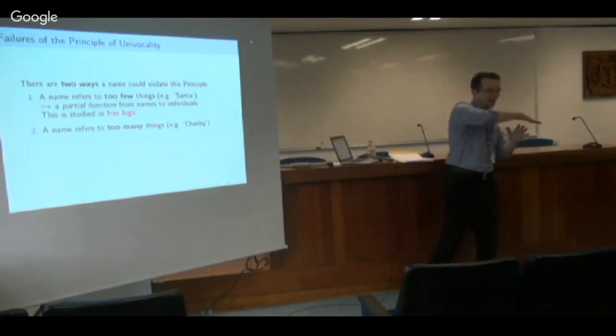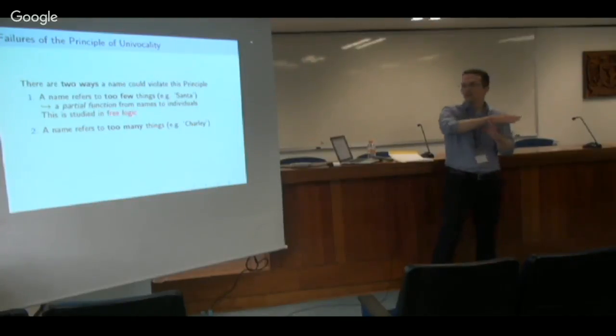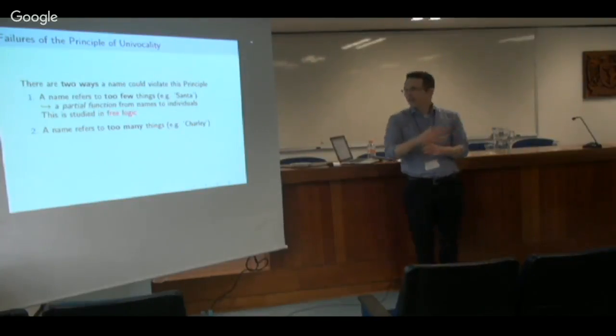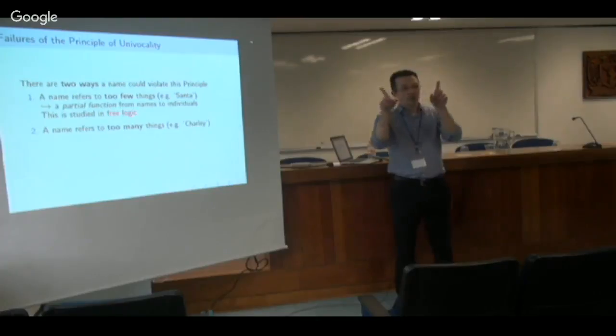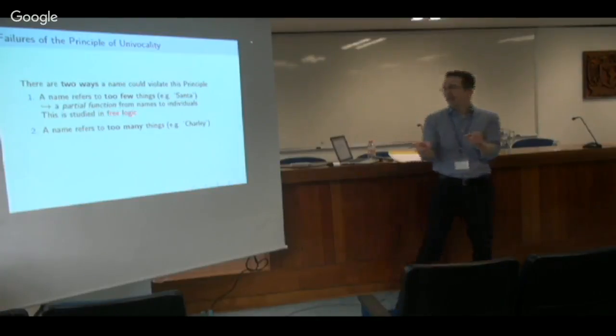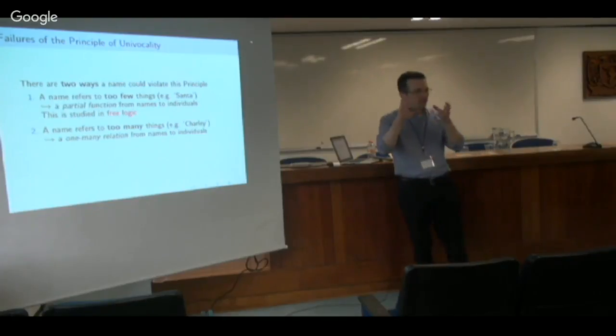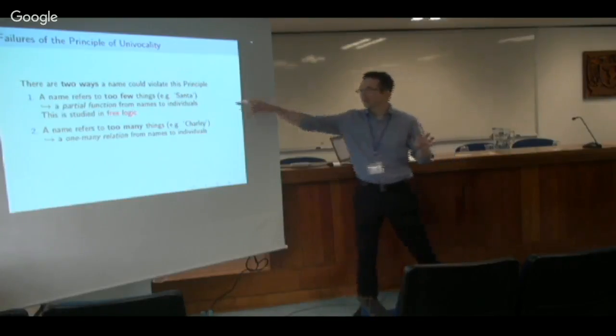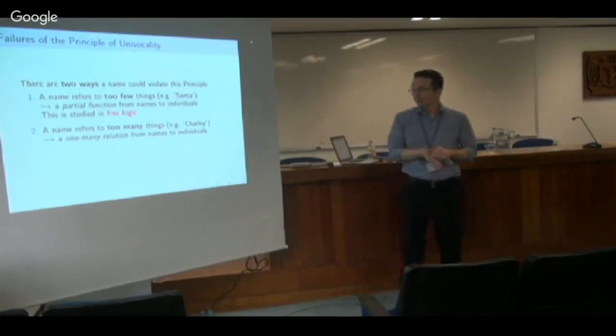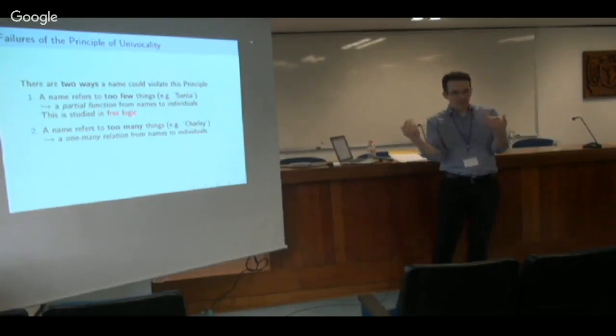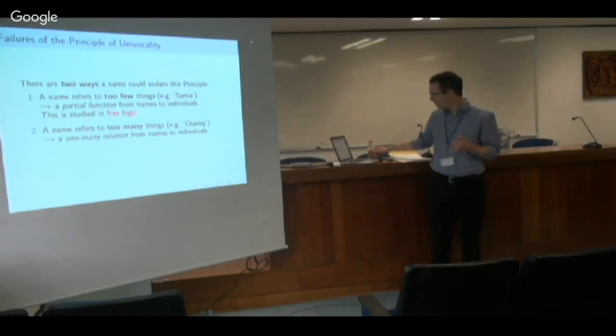The other way the principle of univocality could be violated is you have a name that refers to too many things. And that's what's happening in the case of Charlie, I think. In this case, if we're thinking about it in terms of model theory, then we no longer have a function at all, right? So free logic makes it a partial function. This other case, we have to throw out the idea of a function from the names to individuals and instead have a one-many relation from names to individuals.